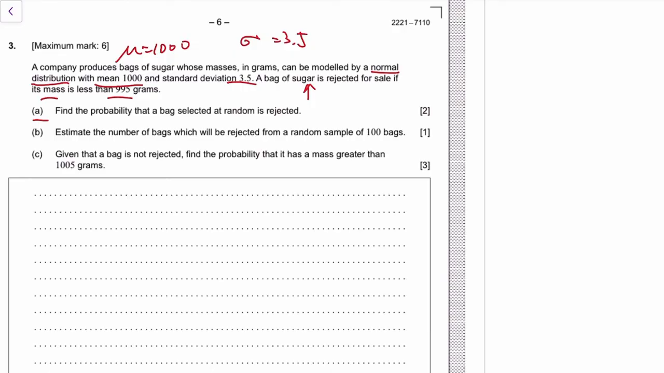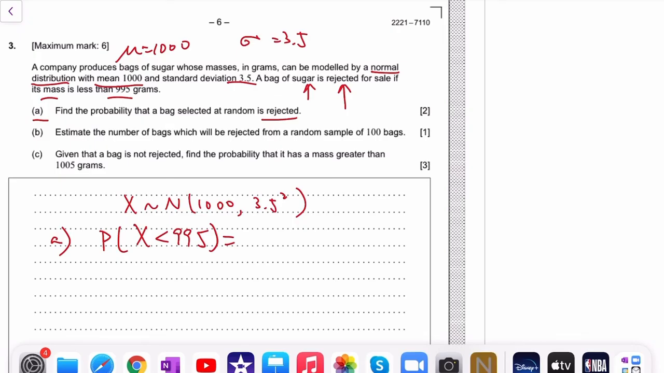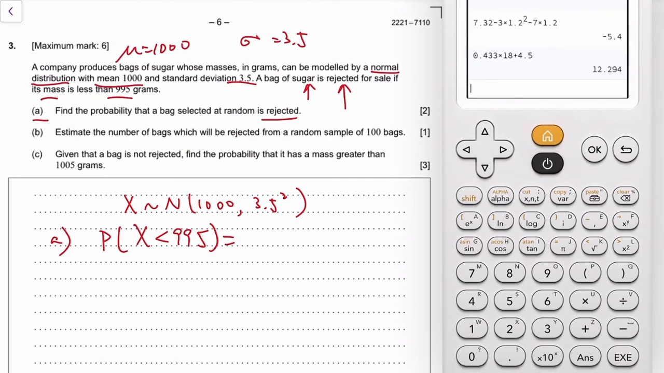Alright, so if you're fancy, you can write x follows a normal distribution with mean and variance. That's the conventional symbol, but you can totally skip that. You don't have to. So the probability that it is rejected is when the mass is less than 995. Obviously, this is the work of the GDC, usually called normal CD or normal CDF.